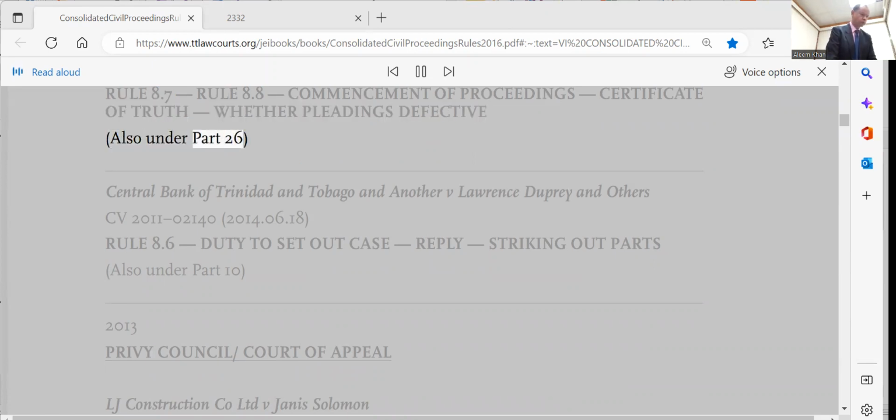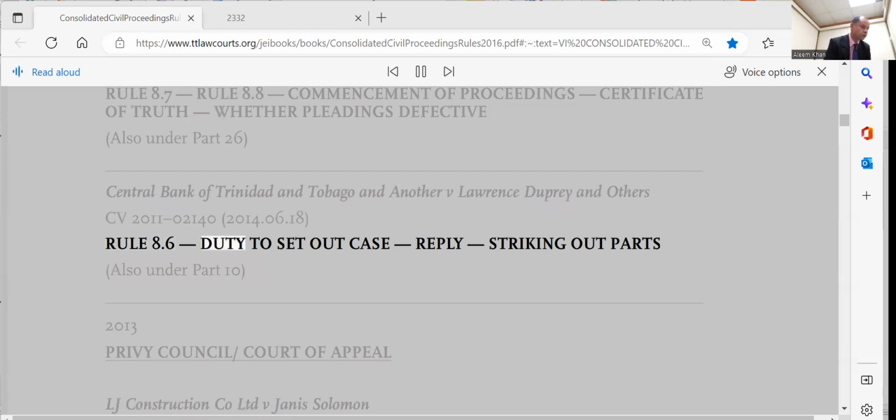Central Bank of Trinidad and Tobago and another v. Lawrence Dupree and others, CV 2011-02140, June 18, 2014, Rule 8.6, Duty to set out case, reply, striking out parts, also under Part 10.